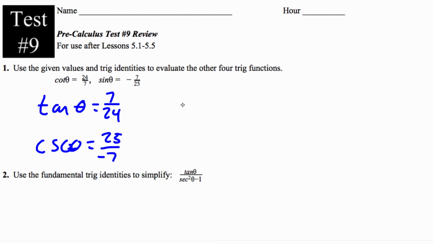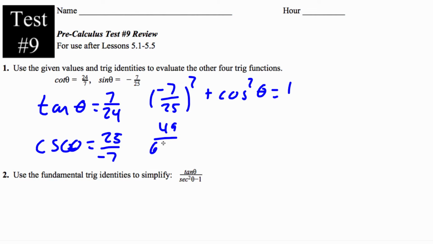Next thing we need to find is our cosine value. So I'm going to use one of our Pythagorean identities. We've got an identity that says sine squared plus cosine squared equals 1. So I'm going to use that sine squared value, that negative 7 over 25. We're going to square that plus the cosine squared of theta equals 1. Now squaring that fraction, we're going to have to square the top and the bottom. So we get 49 over 625 plus the cosine squared of theta equals 1.